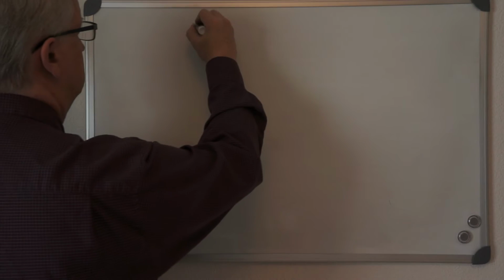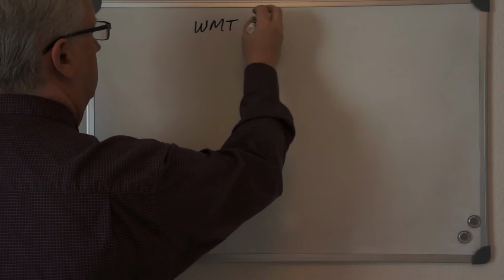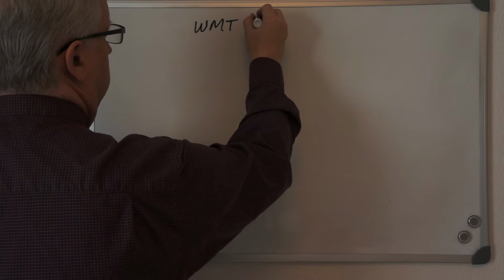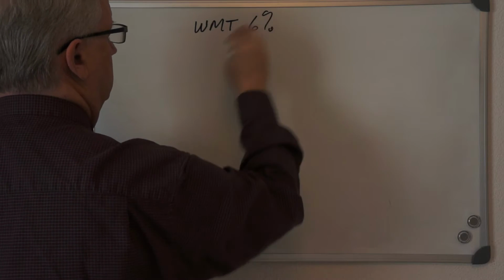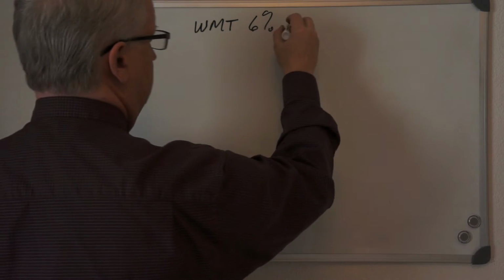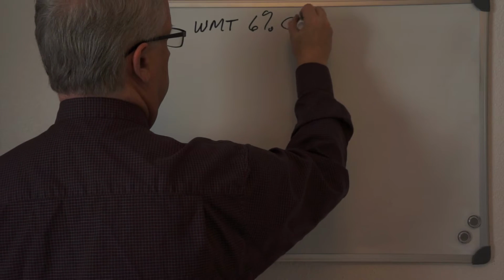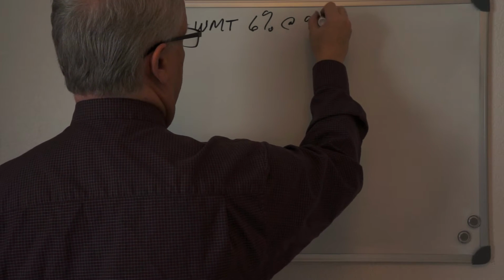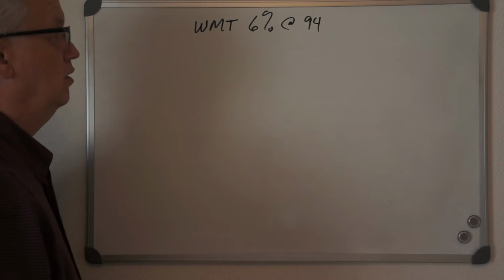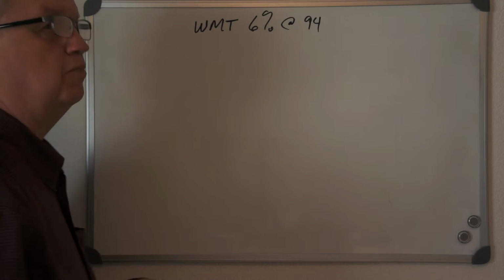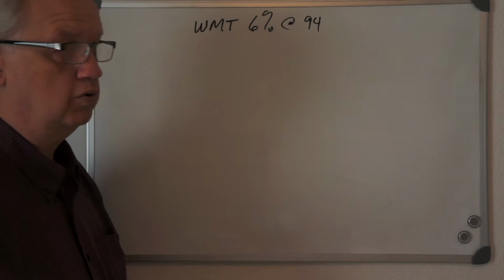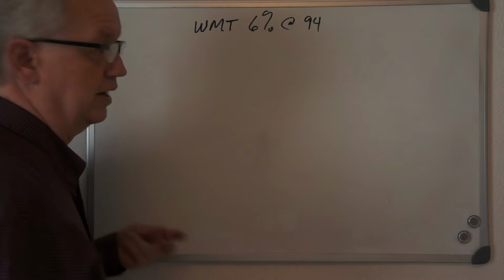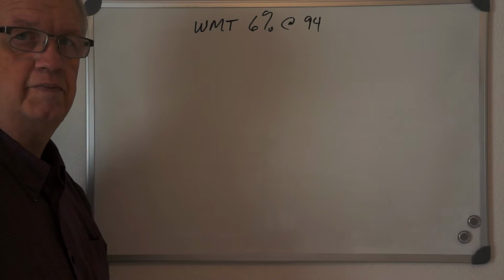So let's take a look at a bond. Let's say it's a Walmart bond. It's paying 6% and it's selling at 94. If it's in the marketplace at 94 or quoted at 94, then it's $940.